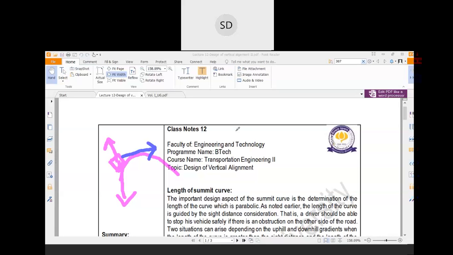Now, what you have to do whenever you are designing, first you need to consider that your length is more than the stopping sight distance. In that case, you need to find out what would be the total length of your summit curve. And in the second case, you have to assume that the length of the summit curve is lesser than the stopping sight distance, and in that case what would be the length of your summit curve. Similarly, for the overtaking sight distance also you need to do similar things.